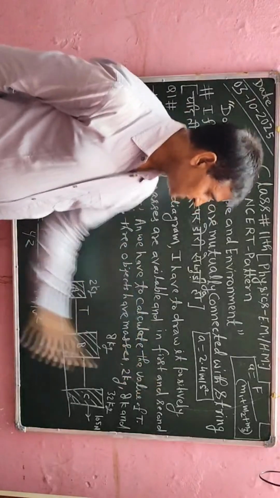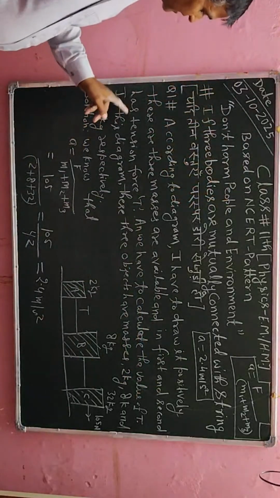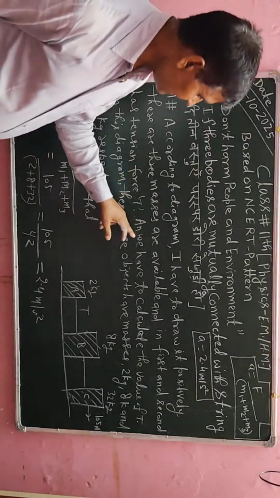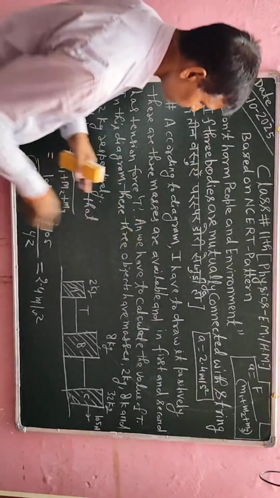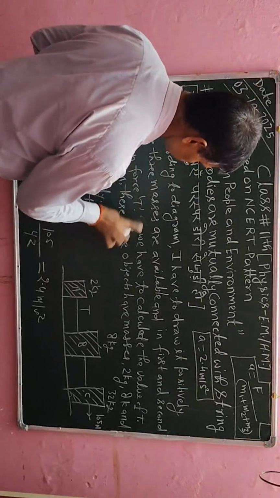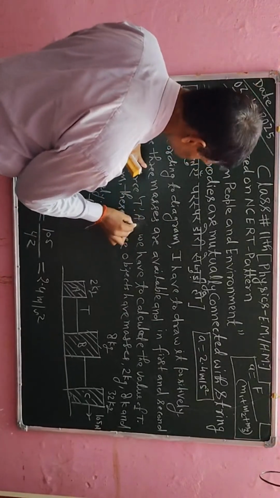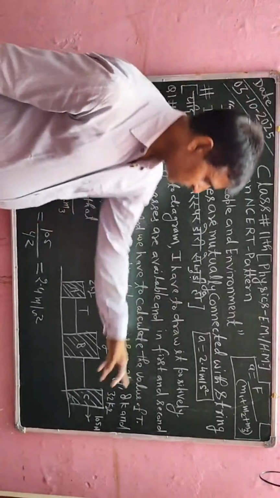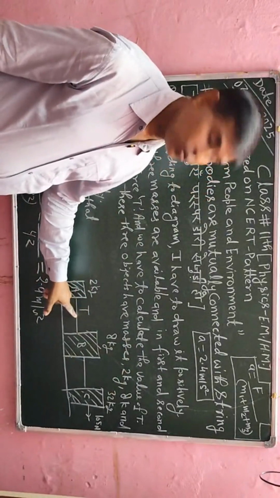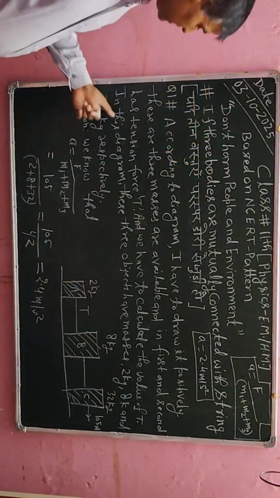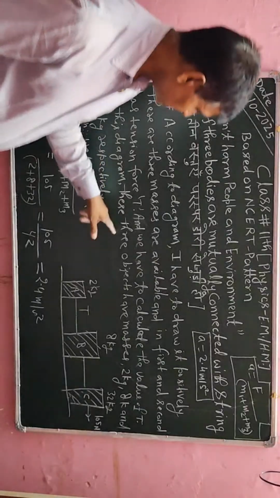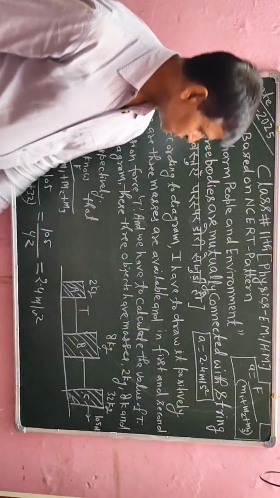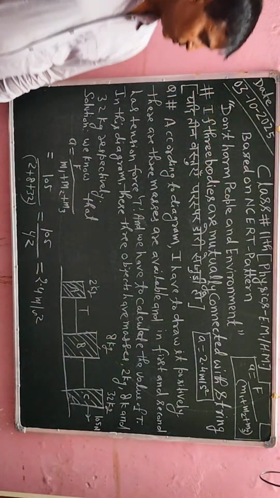The first and second have tension force T, and here we have to calculate the value of T. So we have to calculate the value of T. Now in this diagram these 3 objects have these masses. So we have properly noted all those masses.